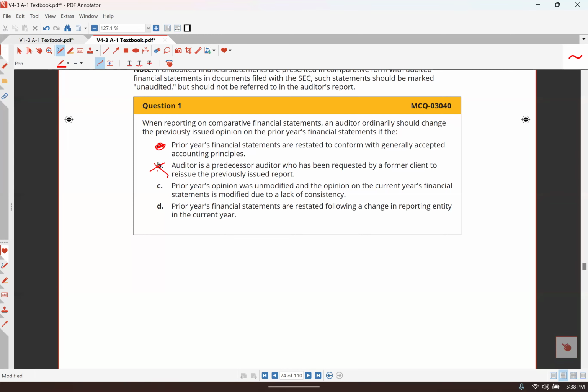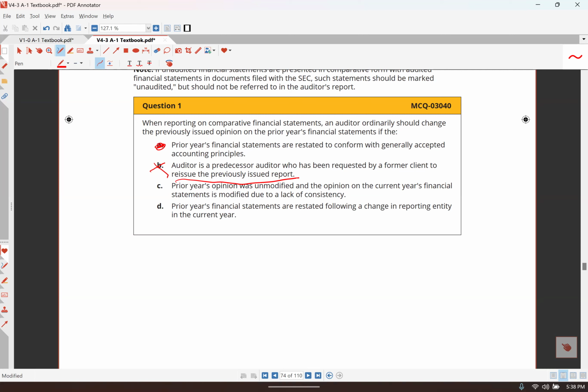But I wouldn't be changing my opinion if I'm reissuing a previously issued report. So that's kind of what's wrong with B. If I'm changing the report, I'm not reissuing it.